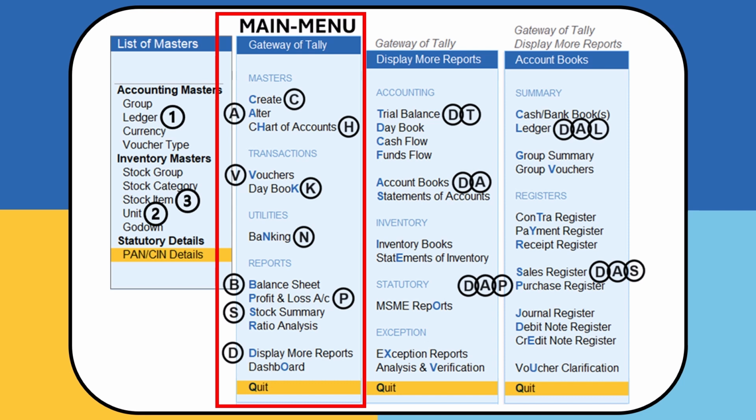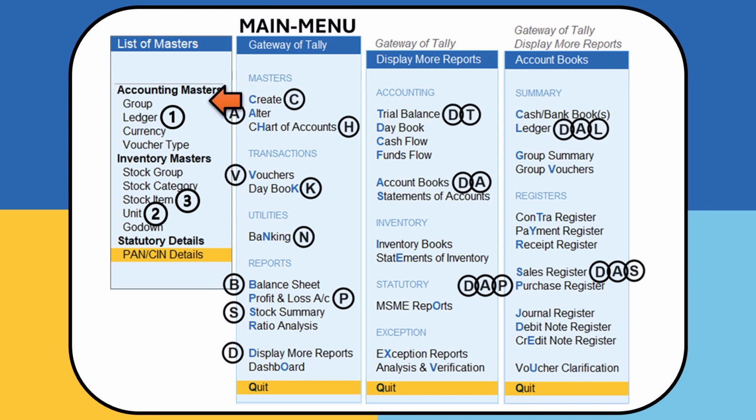This menu has the options Create, Alter, Chart of Accounts, Vouchers, Daybook, Banking, Balance Sheet, Profit and Loss Account, Stock Summary, Ratio Analysis, Display More Reports, Dashboard and Quit. We will not be covering all the options. Instead, we will focus on those that are essential for daily use in Tally Prime. The first option is Create. In the previous video lesson, we discussed creating masters, primarily ledgers, units, and stock items.